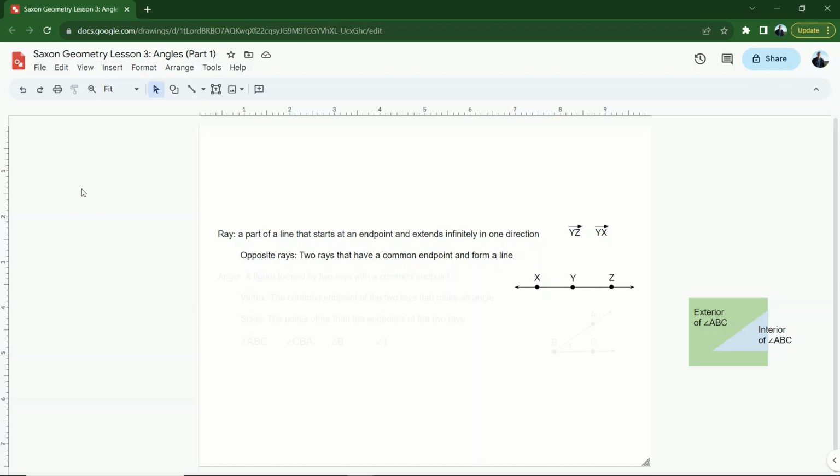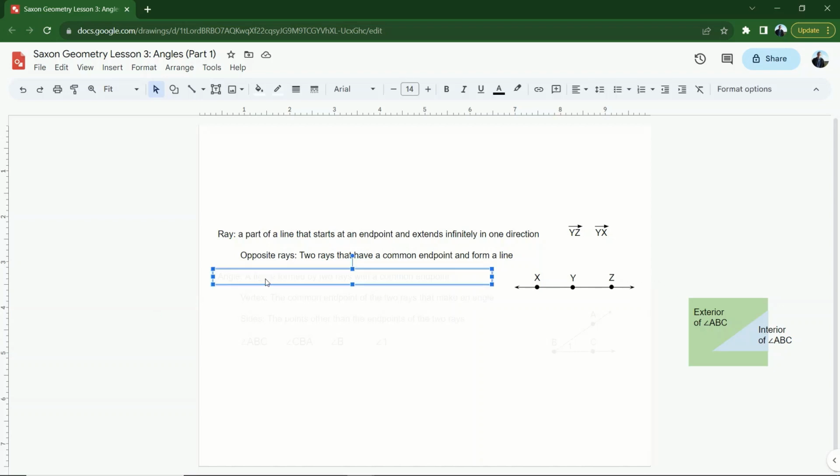They have a common endpoint. They're in opposite directions, but according to the definition, they form a line because they are directly opposed in direction, and they have all of the points in that direction from one end infinity to the other end infinity.